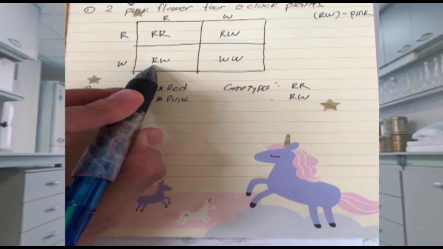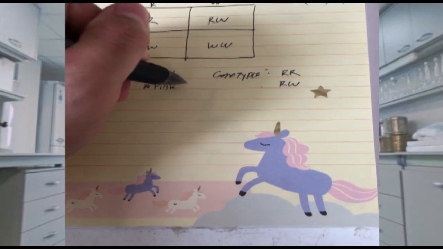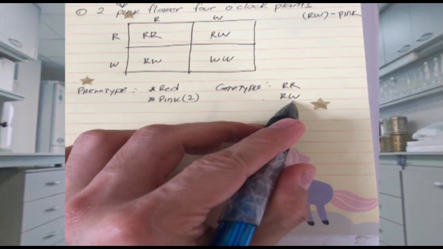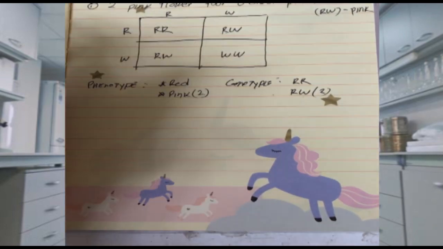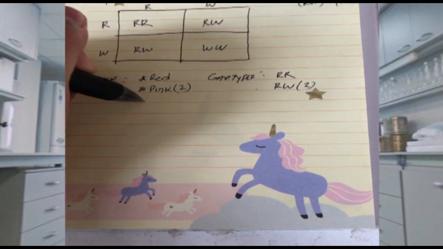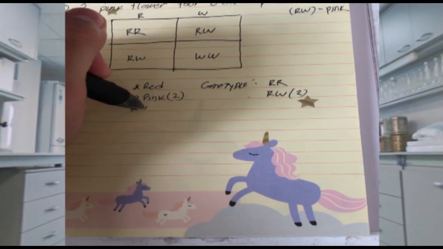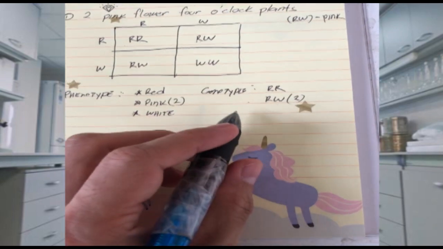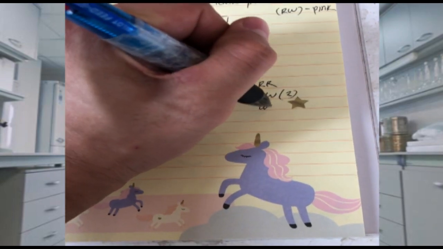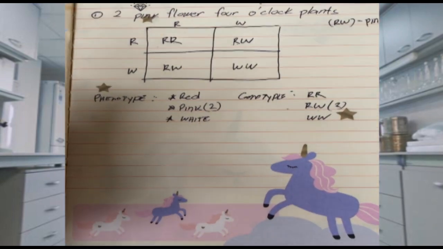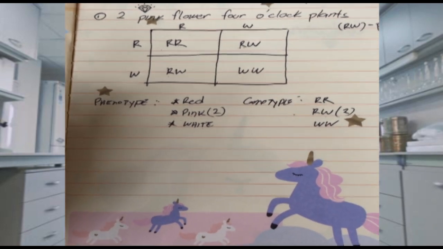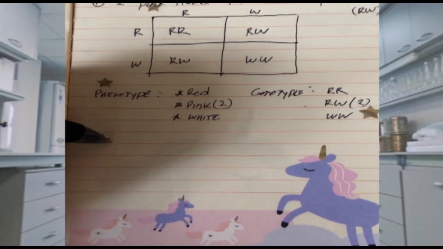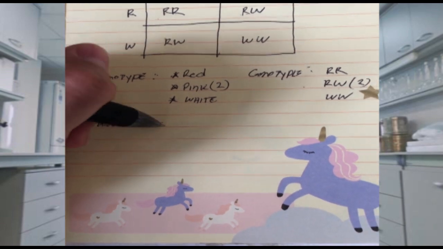Next offspring is also pink. So we have now two pinks and two genotype of RW. The next is WW, or the phenotype of white. And the genotype of white is WW. So after determining the phenotype and the genotype, we will now identify the percentage of each offspring.